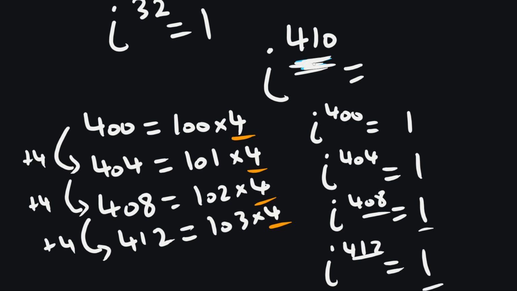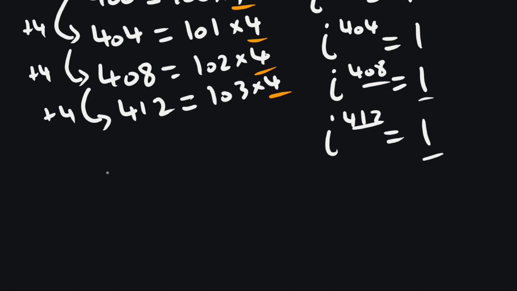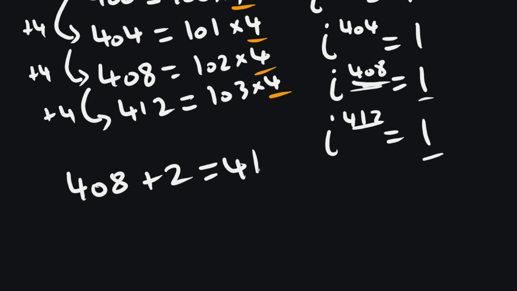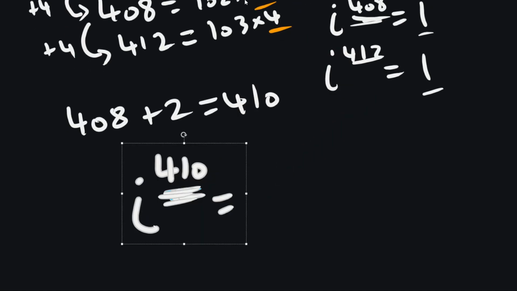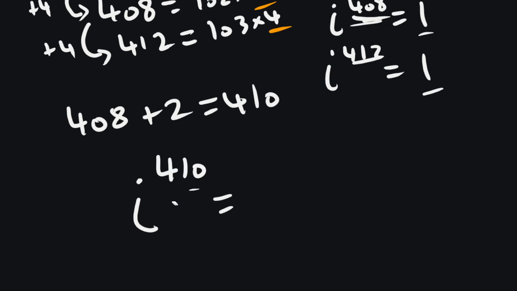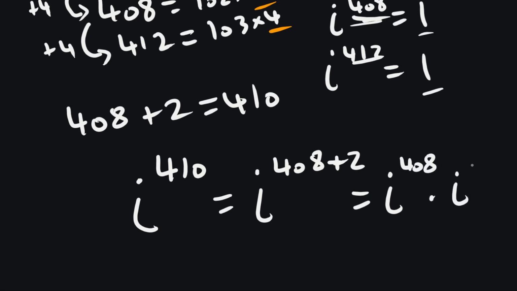Okay, well, we might not know what i to the 410th power is, but how do we get from 408 to 410? 408 plus 2 is 410. 410 is simply 408 plus 2. Therefore, we can rewrite this. Let me actually bring it down. Let's erase some of this. i to the 410th power. So 410 is simply 408 plus 2. And again, we can use the product rule to break this out: i to the 408 times i to the 2.